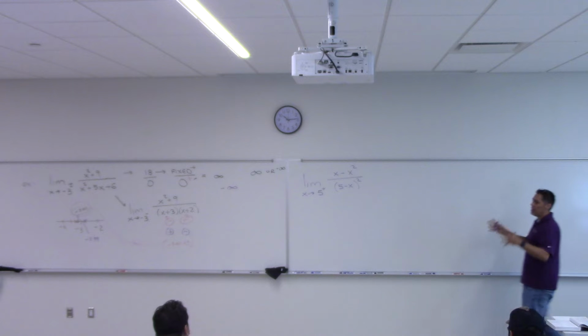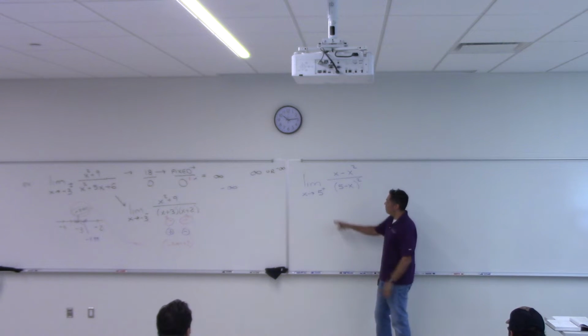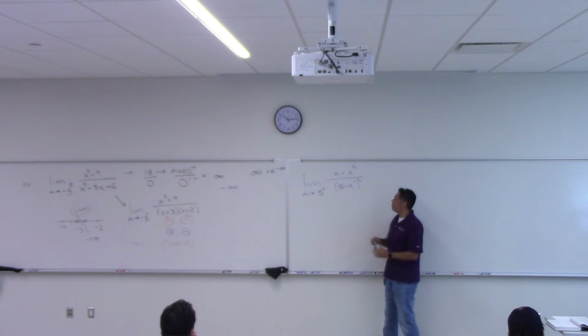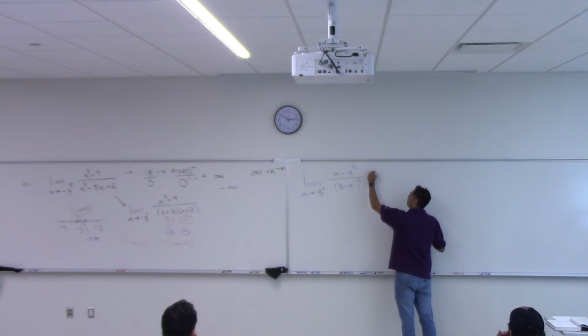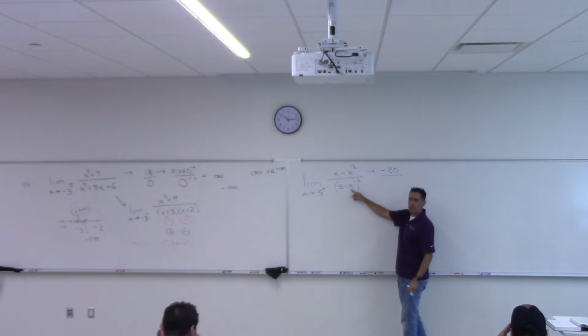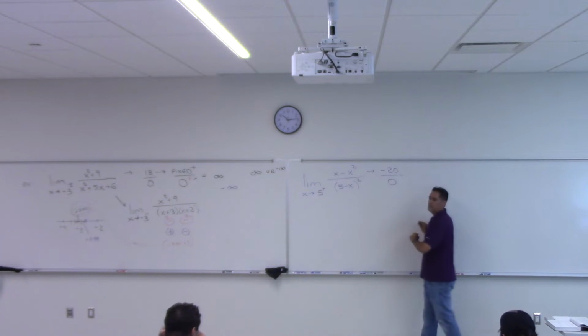For all limits, you always just let x go to whatever it's going to. So here x is going to 5. So we get 5 minus 25. 5 minus 25 is -20, right? Over, and then 5 minus 5 is 0. So this is going to be this scenario.